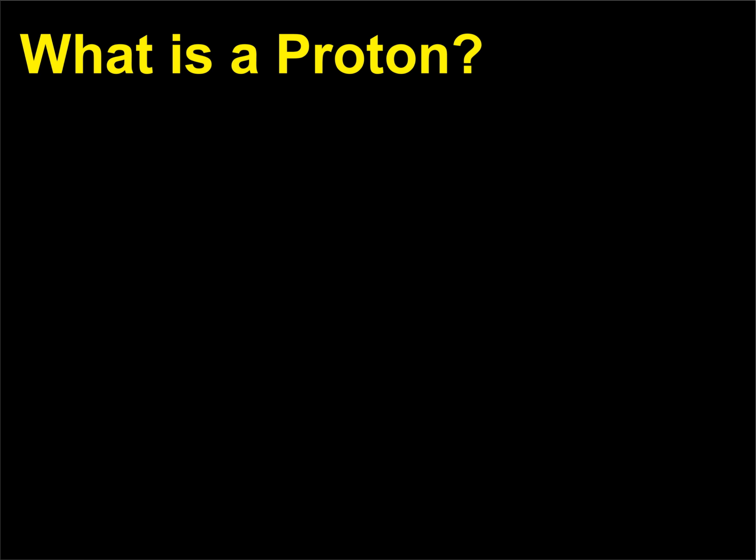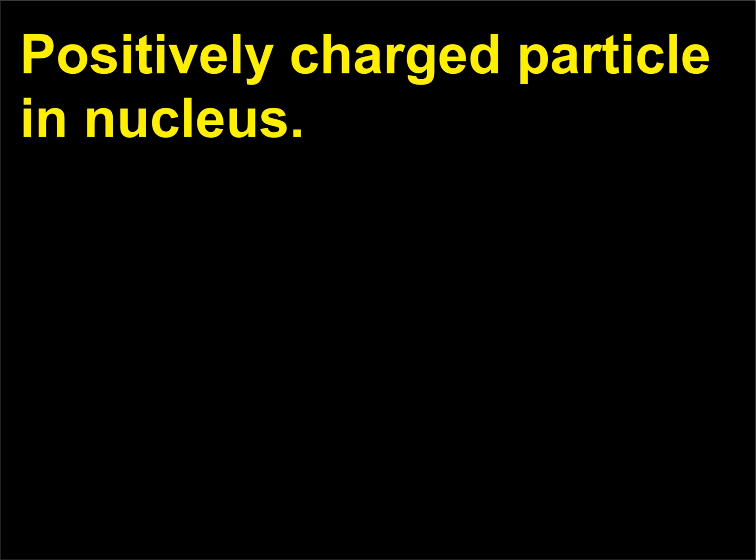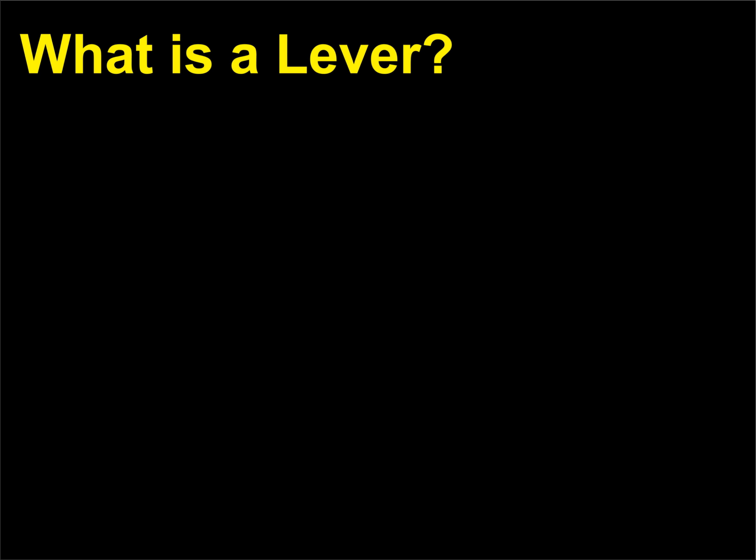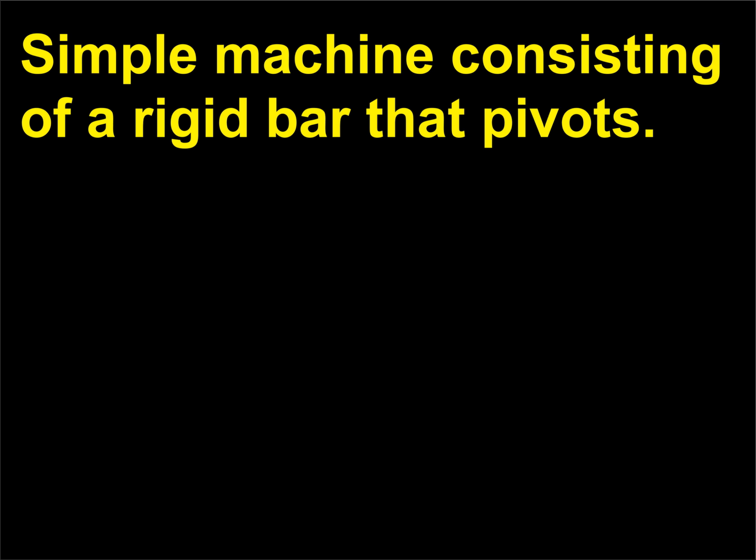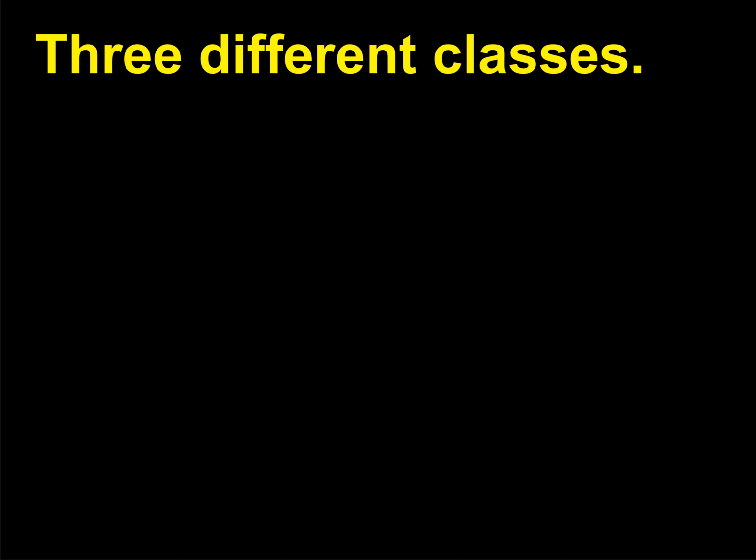What is a proton? Positively charged particle in nucleus. What is a lever? Simple machine consisting of a rigid bar that pivots. 3 different classes.